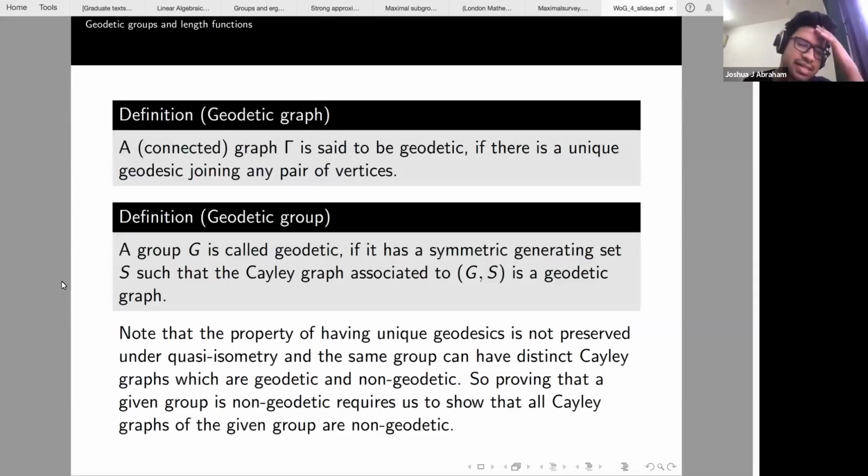So the definition of a geodetic graph is just when your connected graph has a unique geodesic between any two vertices, and a group is called geodetic if you have a Cayley graph which is geodetic, which means you can find a symmetric generating set with respect to which the Cayley graph turns out to be geodetic. It's important to note that the property of a given Cayley graph being geodetic is very much dependent on the generating set. Geodesics don't really map to geodesics under quasi-isometry. So if you want to prove that a given group is not geodetic, you need to go over all the Cayley graphs and see that none of them are geodetic.